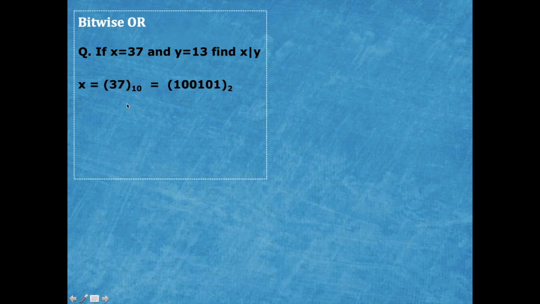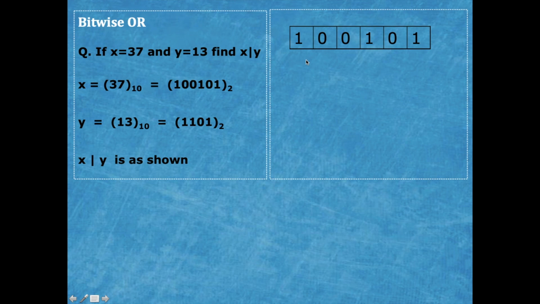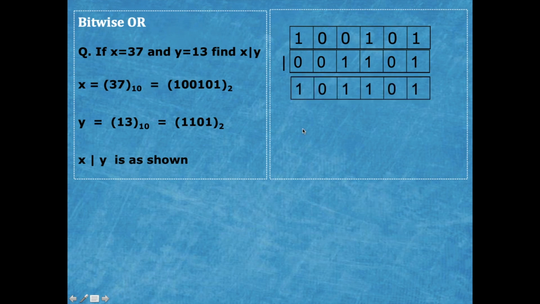So 37 in binary format is this, 13 is this, and we are supposed to find x OR y. So this is x and this is y. Don't forget to put 2 zeros in the beginning. Now let's do x OR y. So I hope you know how it is done. 1, 1 will give you 1. 0, 0 will give you 0. 1, 1 will give you 1. 0, 1 will give you 1. 0, 0 will give you 0. 1, 0 will give you 1. So you get this as the answer in binary format.